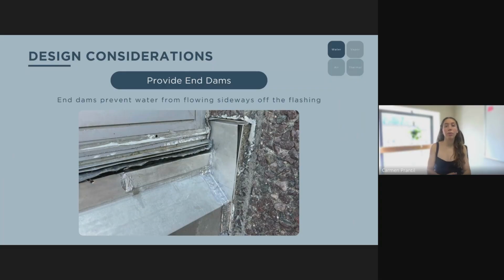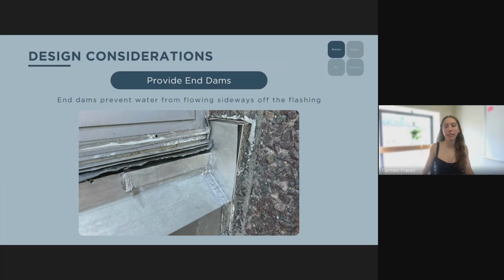Third, we want to provide end dams. So end dams are the raised edges at the end of flashing that prevent water from flowing sideways off of it. So like I mentioned just previously, water collects on the horizontal surface of the flashing. As it comes down that drainage plane, it's trying to get kicked out. Again, on its way, it's going to pass over that horizontal surface. But it can also move laterally along that flashing.